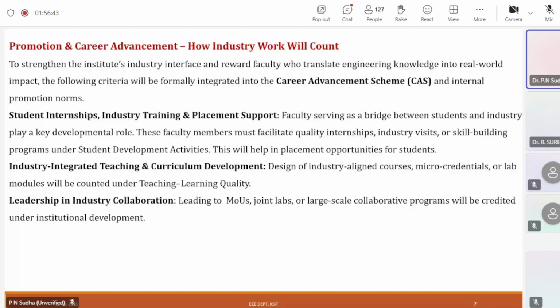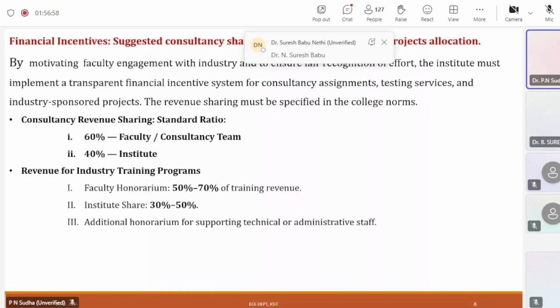Leadership in industry collaboration: leading to MOUs, this will help us in building MOUs and creating centers of excellence in the college, with large-scale collaboration between the institute and the industry, sir. Financial incentives to faculty members: to motivate faculty engagement with industry and ensure fair recognition of efforts, the institution must implement a transparent financial incentive system for consultancy assignments, testing services, and industry-sponsored projects. The revenue sharing can be represented in this manner, sir. Consultancy revenue sharing standard ratio is 60% to the faculty and 40% to the institution. For industry training programs, faculty honorarium must be 50 to 70%, institution share should be 30 to 50%, with additional honorarium for the supporting and administrative staff also.